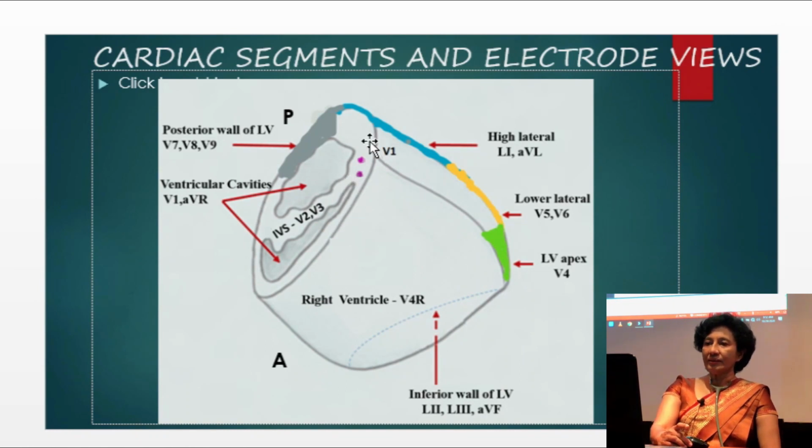Now, this is the true posterior wall of the left ventricle. The electrical activity of the true posterior wall is recorded by V7, V8, V9 leads. Electrical activity of the ventricular cavities is recorded by leads V1 and AVR.